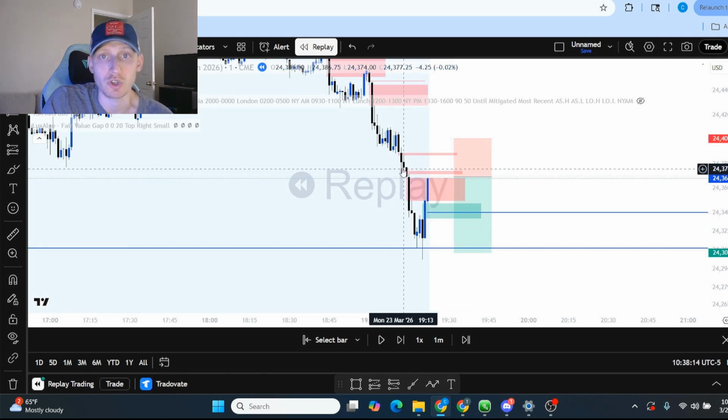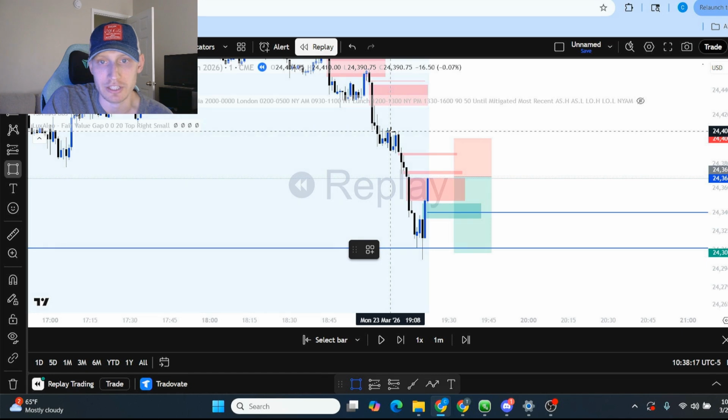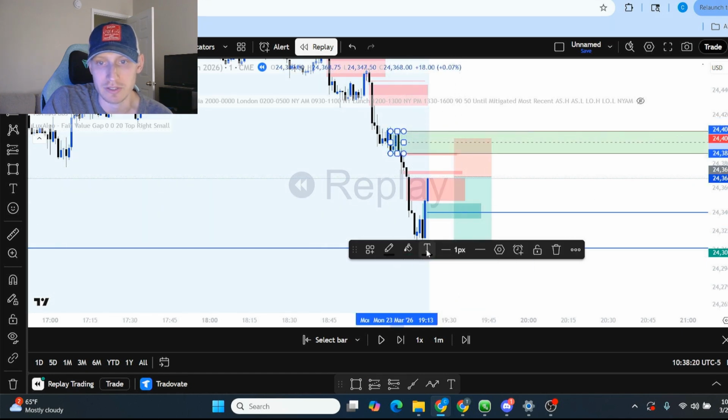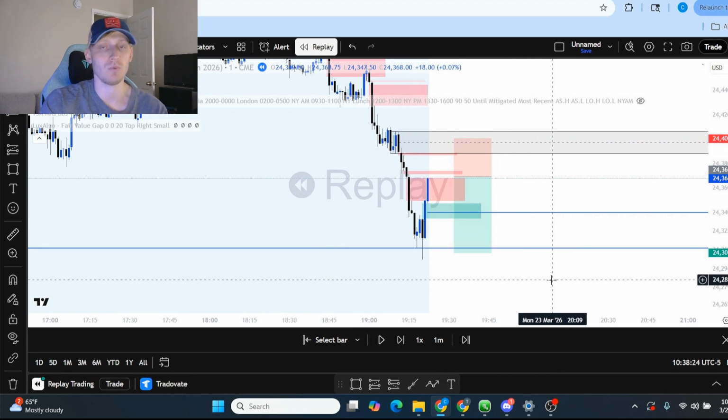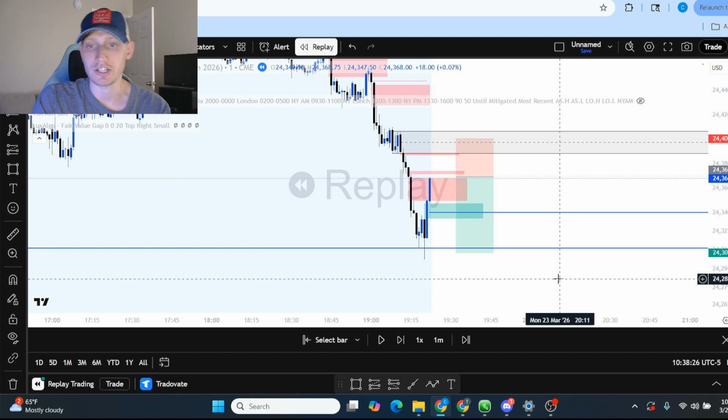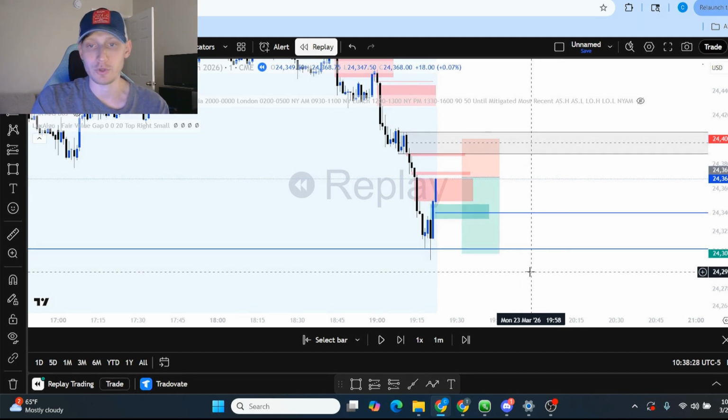I immediately started drawing up some zones. So what did I draw up? I saw a supply zone right here. You guys know I'm a big fan of supply and demand. It's been a part of my strategy no matter if I'm swing trading, scalping, intraday trading, whatever I'm doing.